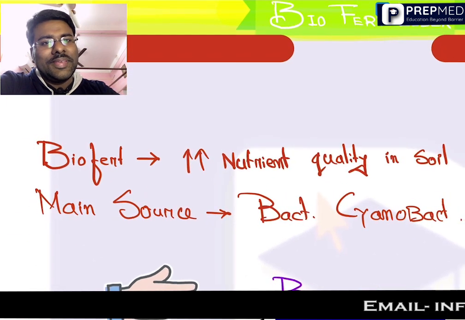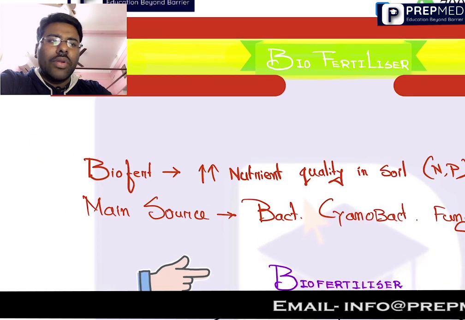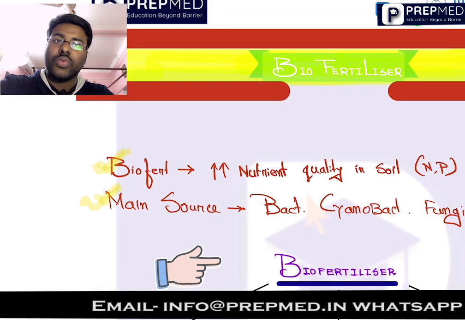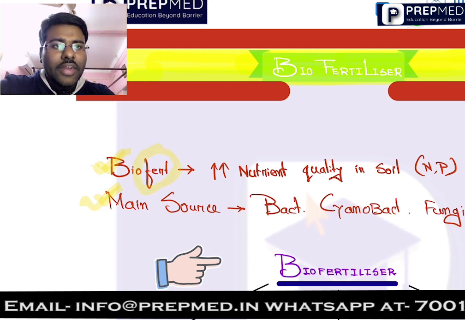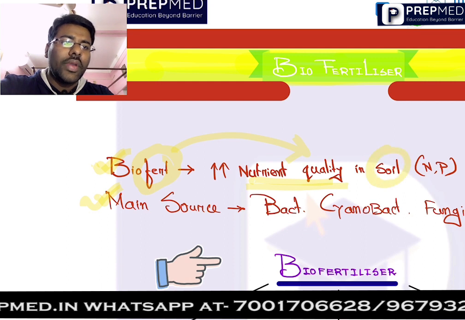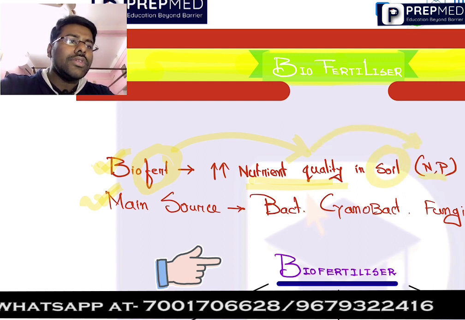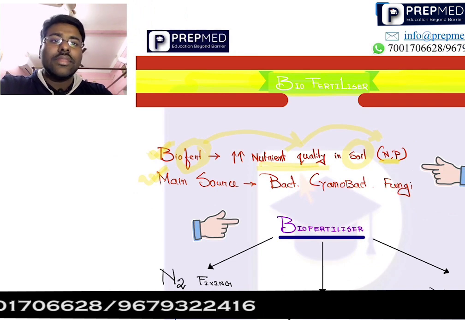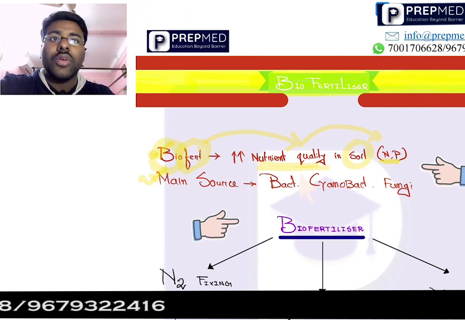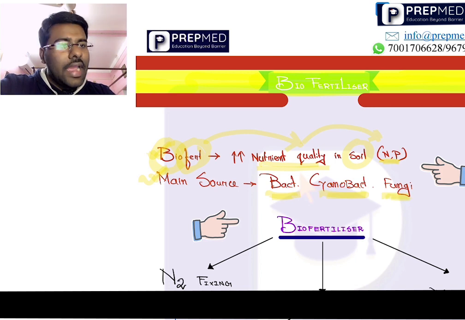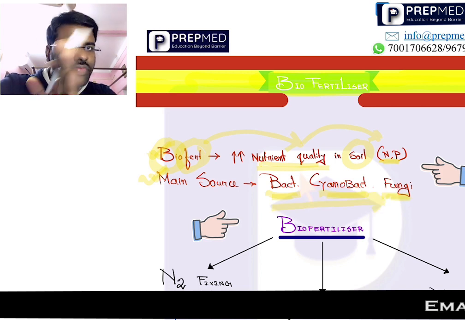I want to say two lines from the NCERT. Firstly, what is biofertilizer and what is the main source? Fertilizer, what is fertilizer? It gives nutrient quality to the soil, nutrients like nitrogen and phosphorus. And what is the main source of this? In biofertilizer, the source is biological, like bacteria, cyanobacteria and fungus. And my topic of discussion is going in this direction.